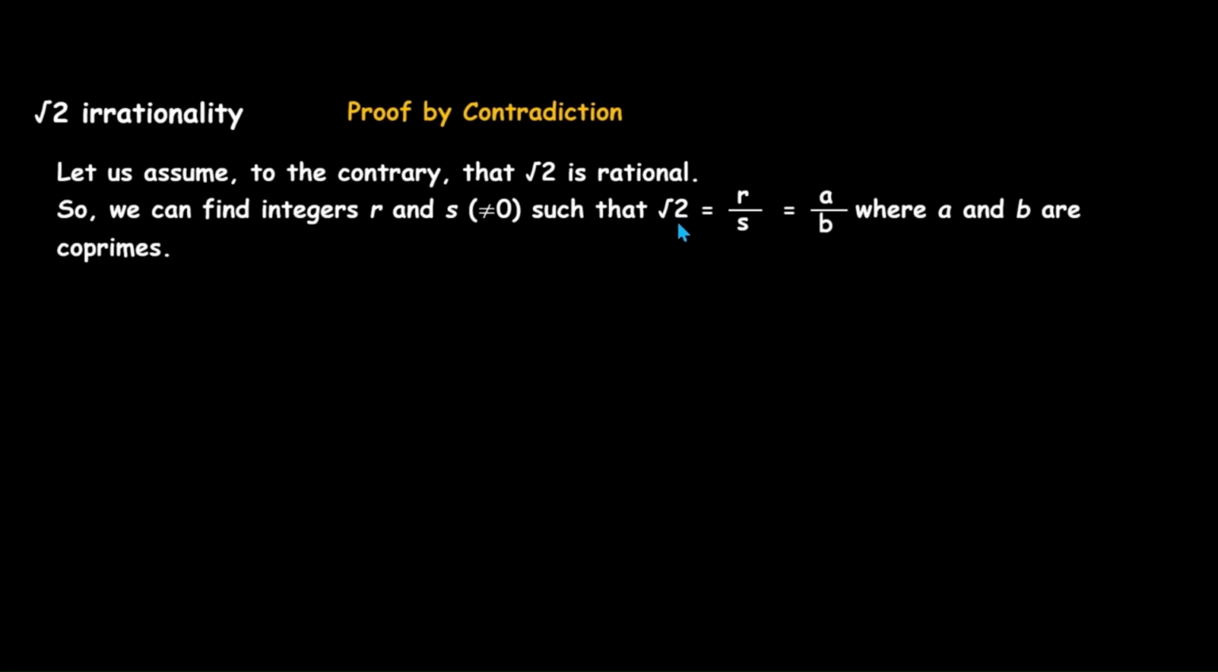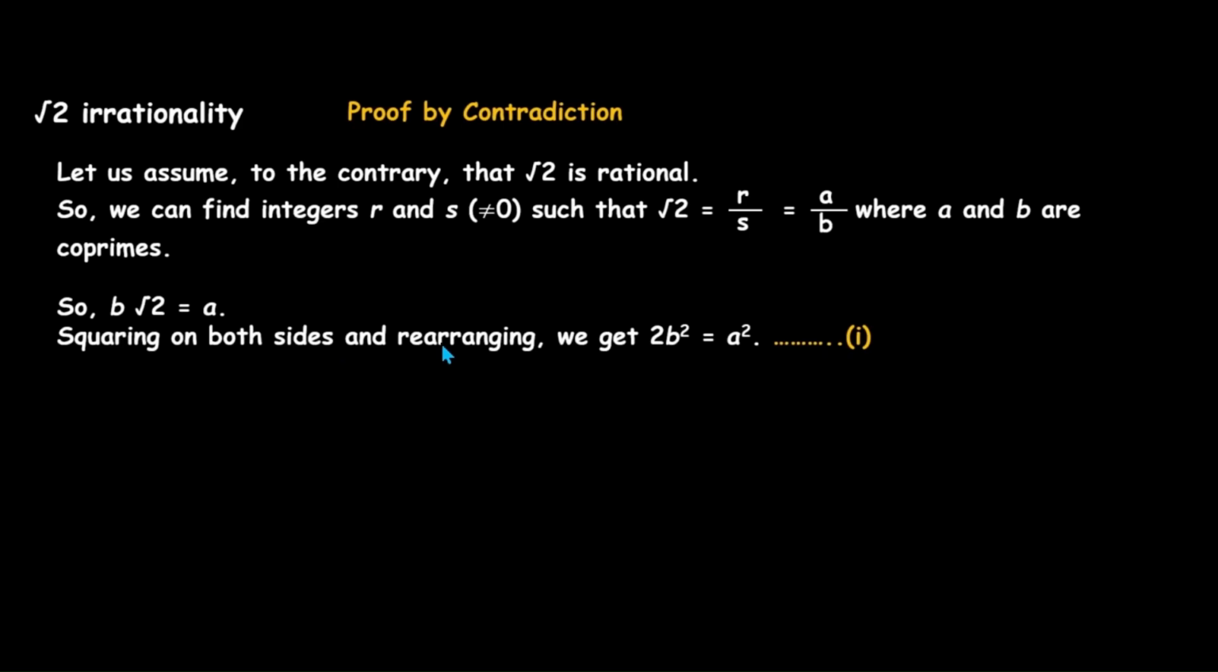So if we rearrange root 2 is equal to a by b, we get b root 2 is equal to a, and squaring on both sides, we get 2b square is equal to a square. Let's take this as equation 1. So here a square is expressed as 2b square, that is 2 into b into b. So it is expressed in the factor form where 2 and b are factors of a square.